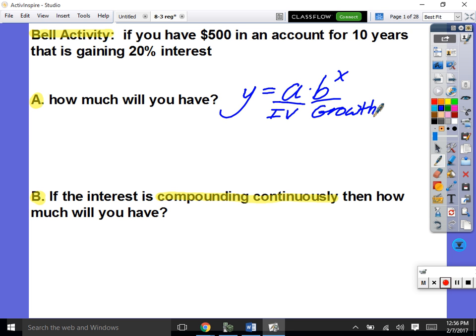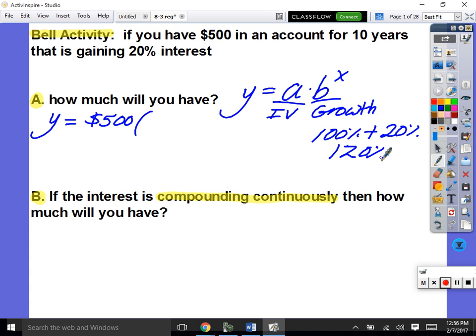In this case, growth. So we're gonna have y is equal to, we started out with $500, and then our b is our growth factor. 100% growth plus 20 additional percent is 120%. How do you rewrite that as a decimal? 1.20 or 1.2, and then raised to the 10 years. Type it in. Go. 3095.